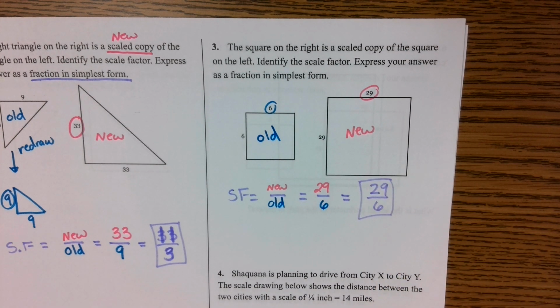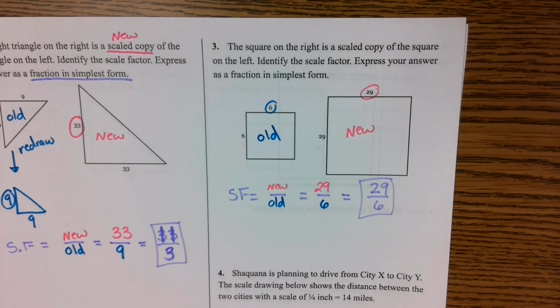Any questions about how to identify the scale factor when given your two shapes? Again, sometimes the shapes are not going to be in the same orientation. They're not going to face the same direction. So you want to make sure that you understand how to work a problem out like that. In fact, I want you to go ahead and turn your paper over to the back. There's a blank space.